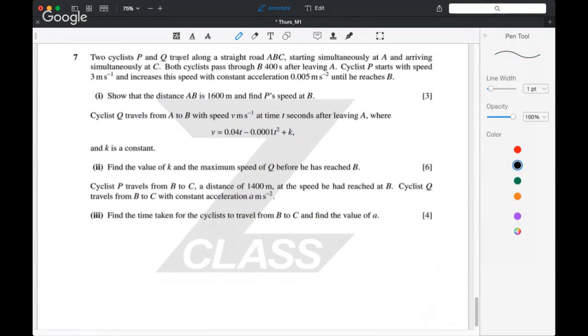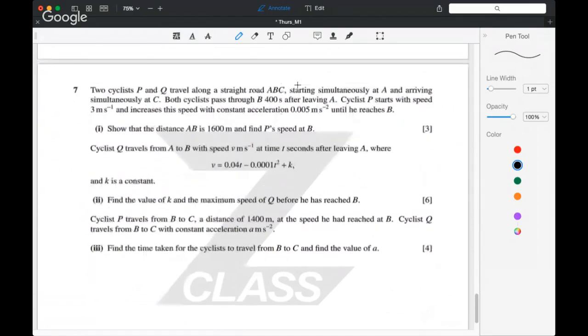We have two cyclists traveling A to B to C, and they arrive at each one at the same time. But that's not to say they travel together. They start with different velocities, they end with different velocities, they do funky stuff in between with acceleration. But they do happen to pass this one at t equal to 0, and this one at t equal to 400 seconds, and this at some later time.